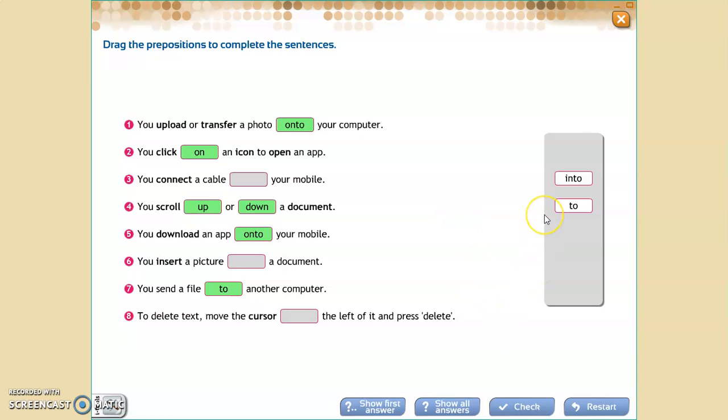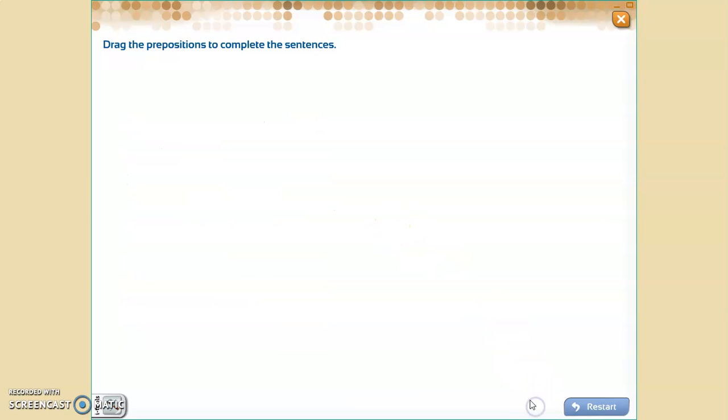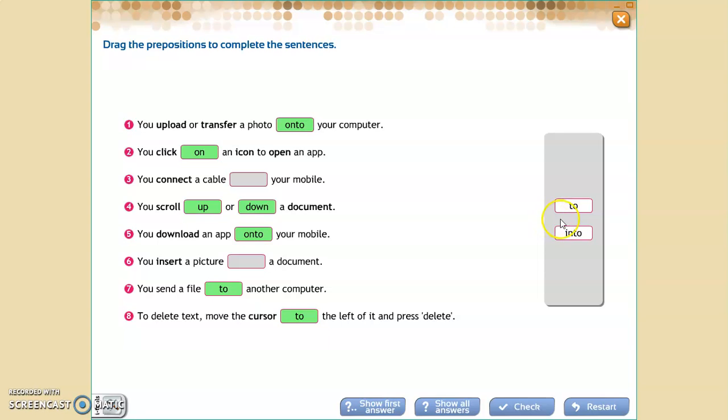Yes. Okay, so you connect a cable into your mobile and you insert... I didn't know that you can drag twice. Okay, there you go. Now we can check. Can I drag it, try again. Okay, you insert a picture into your document and you connect a cable to your mobile. Okay, let's check together. And now it's totally and absolutely correct.